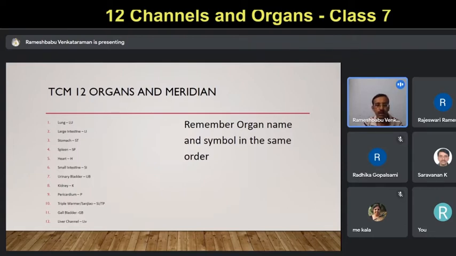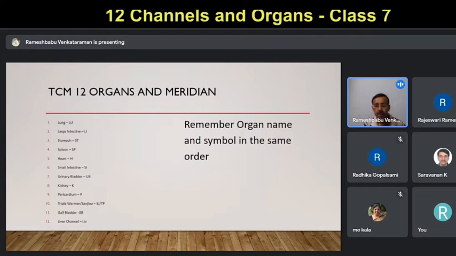Then ST stands for stomach, and SP stands for spleen, and H stands for heart. And you have SI, which stands for small intestine. And then UB stands for urinary bladder. K stands for kidney, and P stands for pericardium. SJ or TP stands for triple warmer. And you have GB, that is gallbladder, and LIV is liver. So these are the 12 important organs.